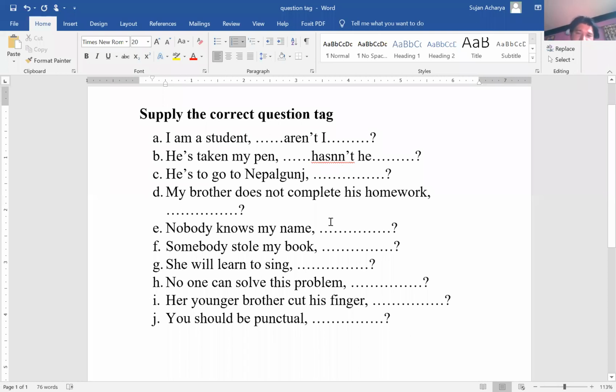Both. My brother doesn't complete his homework, does he? Nobody knows my name, do they? Somebody stole my book, didn't they? She will learn to sing, won't she? No one can solve this problem, can they? Her younger brother cut his finger, didn't he? You should be punctual, shouldn't you?